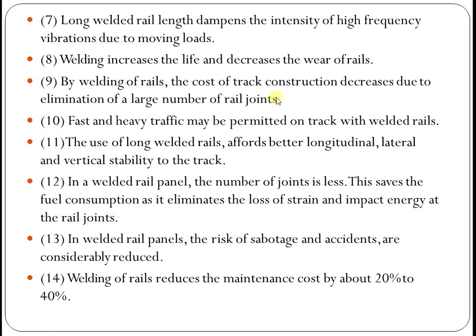We have to know that rail joints require various parts, that means fish plates and fastenings or fixtures. This will be reduced with the help of welding the rails. Next, fast and heavy traffic may be permitted on the track with welded rails. If the speed of the train is above 180 km per hour or 200 km per hour, at that time you need the welding connection of the rail.